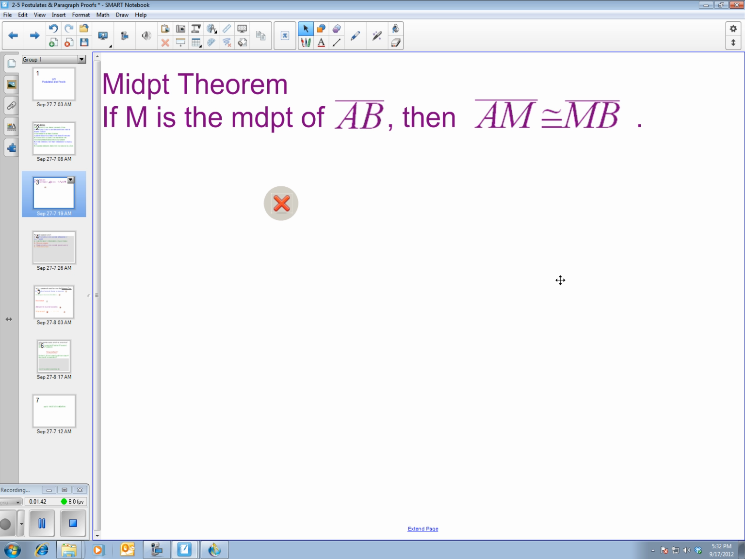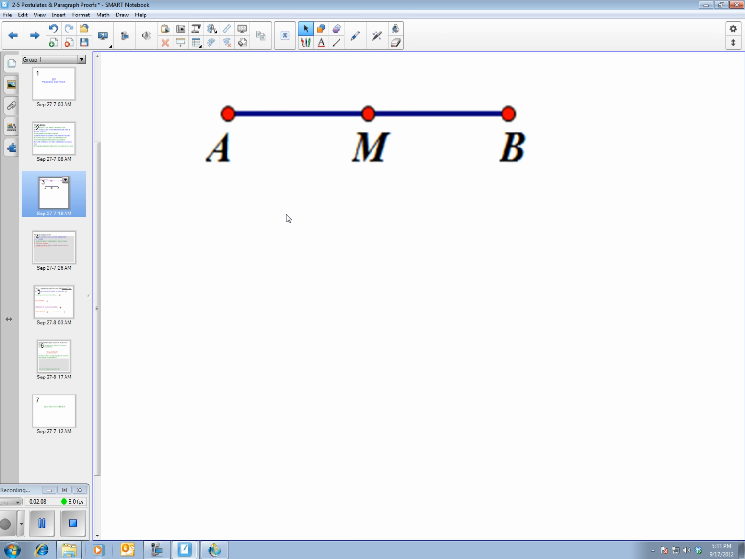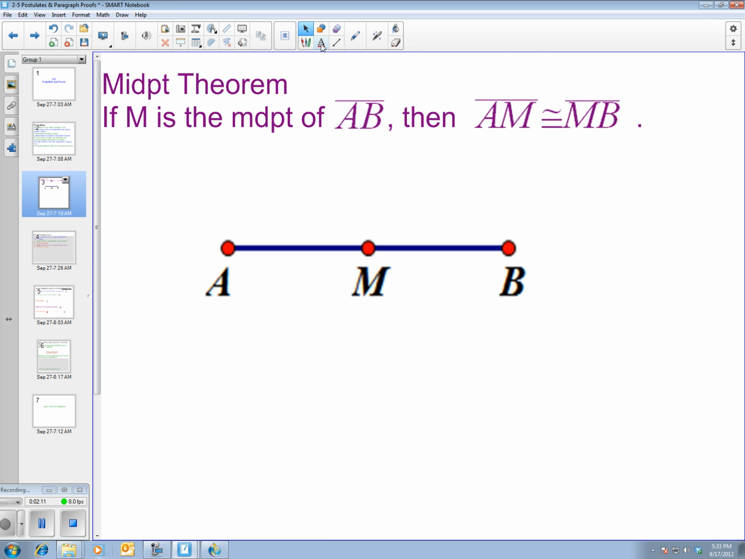Here's the theorem. We haven't talked much about theorems before, but theorems are proven to be true in all circumstances. We have a theorem, the midpoint theorem. If M is the midpoint of line segment AB, then line segment AM is congruent to line segment MB. Here's our picture, and what it says is line segment AM is going to be congruent to line segment MB. Always true if we know M is a midpoint.